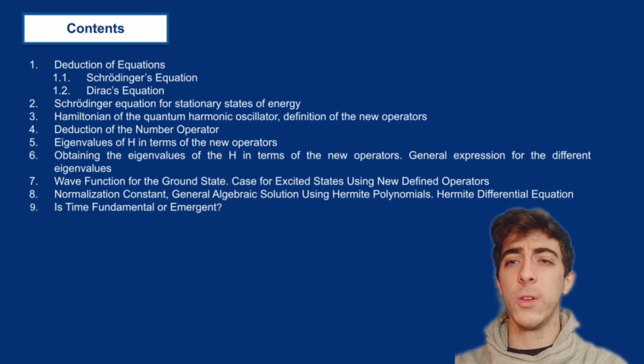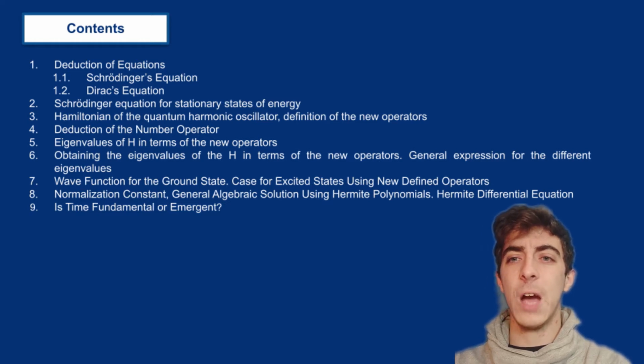First of all, we will start by explaining the deduction of several equations that are really important. For example, firstly, we will talk about the Schrödinger equation and then about the Dirac's equation. We are also going to talk a little bit about the Klein-Gordon equation, but that will be later on in the video. Then we will explain the Schrödinger equation for stationary levels of energy. We will make use of an application through the separation of variables.